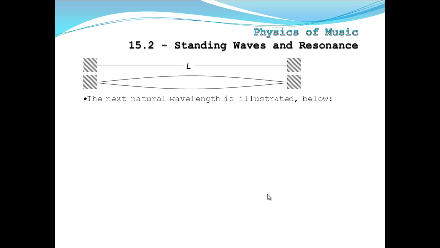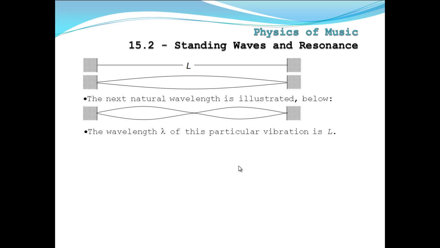The next natural wavelength is illustrated below. Again, fixed at both sides. Crest, trough, antinode, node. It's going to come back the other way, and you're going to produce a standing wave that looks like this. So the wavelength of this particular vibration is L. We could start here, and it's going to come back to the same position here. So the entire wavelength is L.